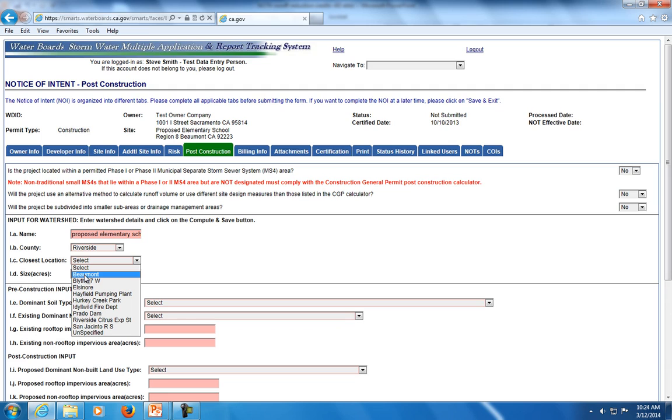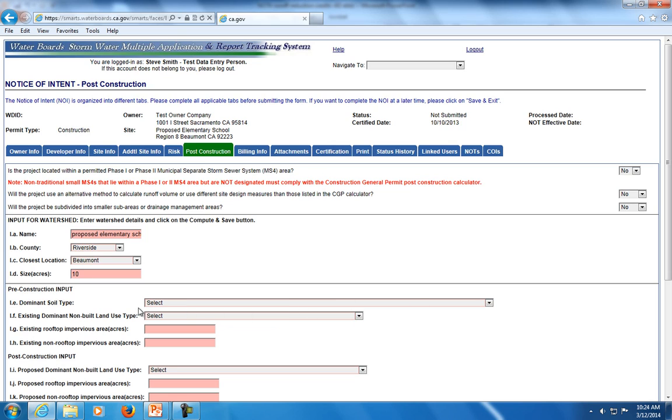This happens to be the Beaumont gauge, so we'll select that. That's relevant because it's going to pull in the 85th percentile storm event, which is very much location specific. In this case, we're going to pull that data from the Beaumont gauge, and that'll show up later on in the calculator, and I'll show you that. So let's say, nice round number, it's a 10-acre project.